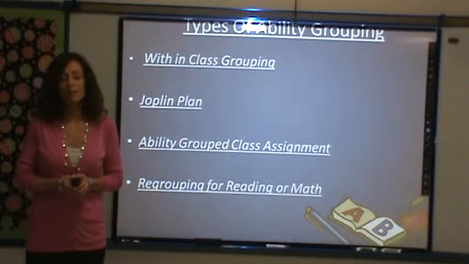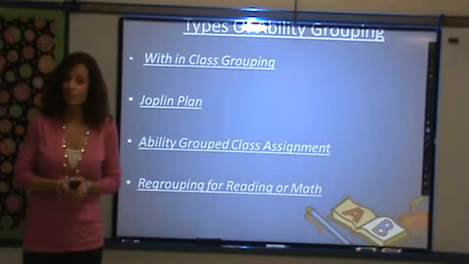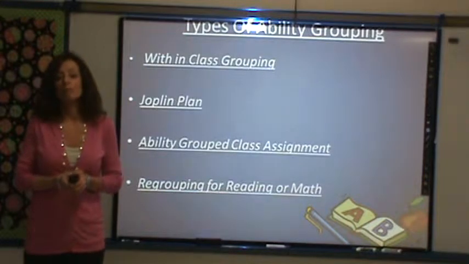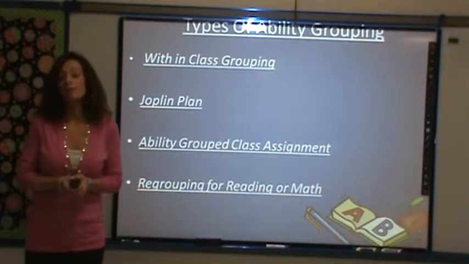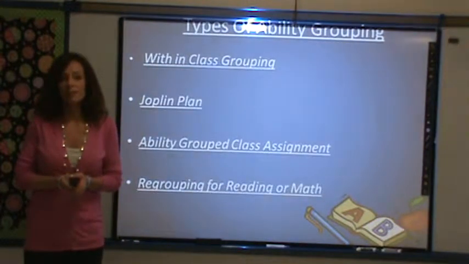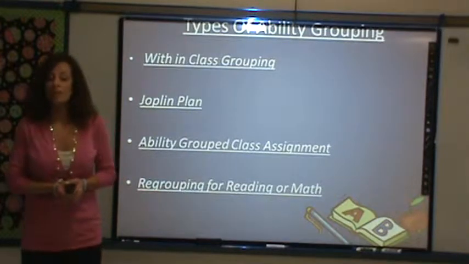That's when teachers divide their classrooms up into 2 to 3 small groups. The teacher makes the determination of which child will go to which group based on their levels of readiness and abilities. These classrooms are evident in the elementary and they go right up on through the high school. And there's the Joplin plan.